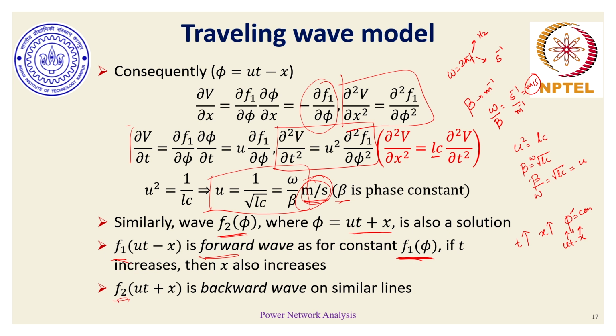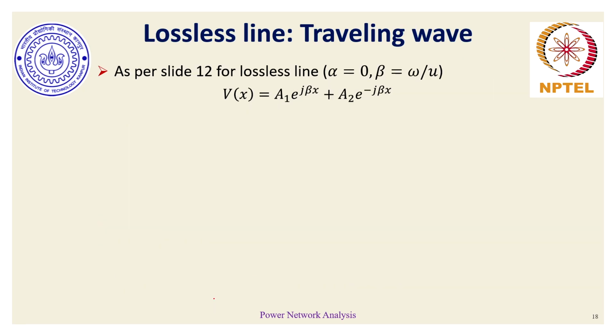Similarly, for f2, as time increases, x has to decrease so that ut plus x remains constant, and hence the f2 value remains constant. Hence it is moving away from the receiving end towards the sending end, called the backward wave. On similar lines, as per slide 12, which we have seen in the previous few sets, gamma is the propagation constant.